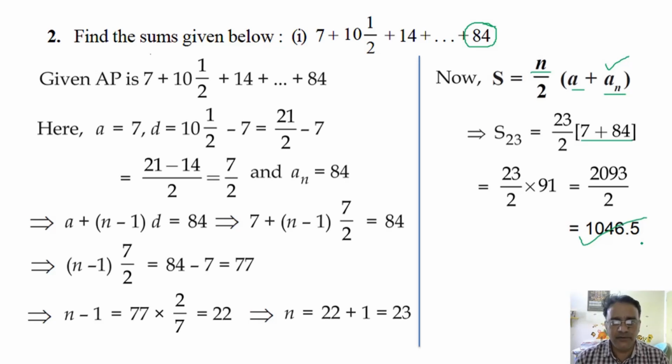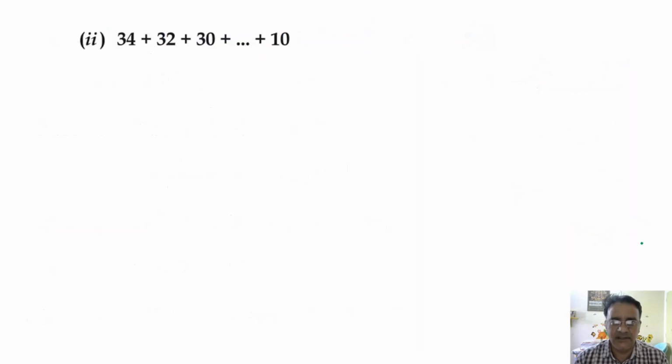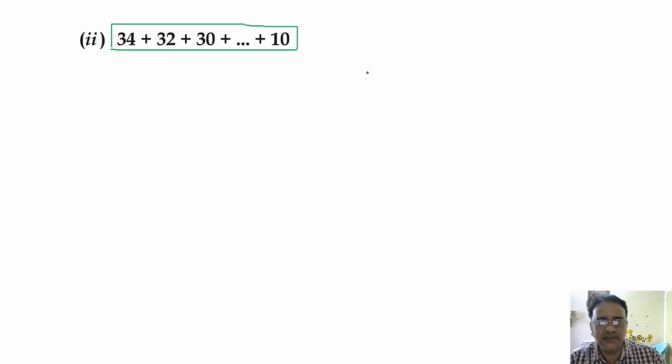Okay, so we'll move toward the second part. The second part is 34, 32, 30 plus so on up to 10. So what is the speciality of these numbers? Anybody? What do you say about these numbers? The order of numbers. They are in descending order. Very good, decreasing order, decreasing by 2. Decreasing order means what is the value of D? What is the sign of D?